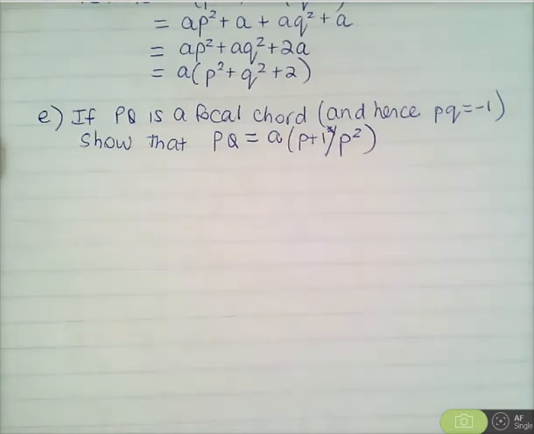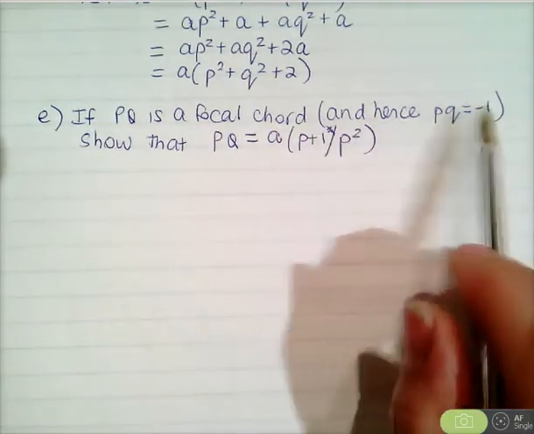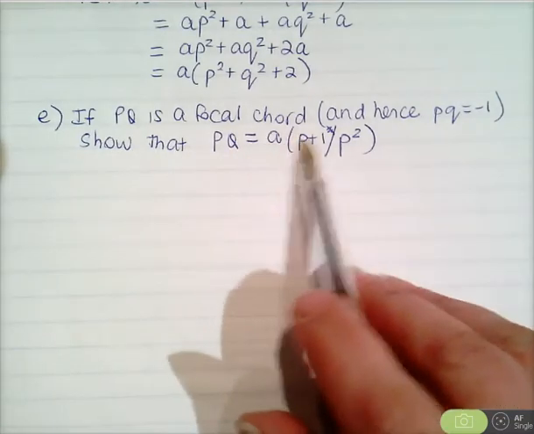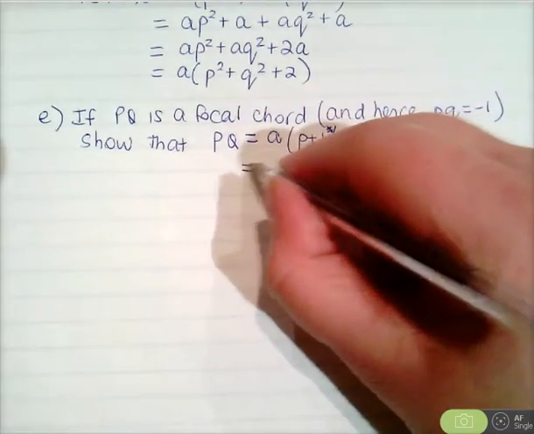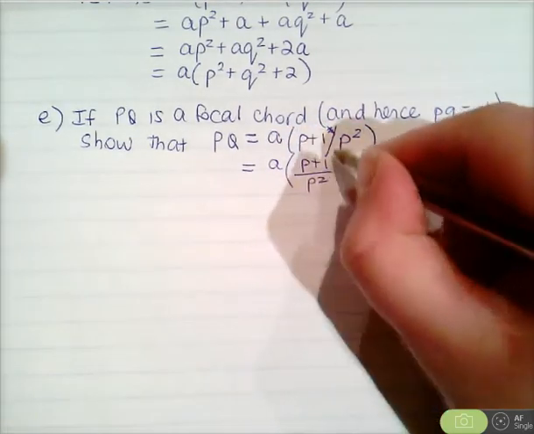Okay, now for the last part of this question. If PQ is a focal chord and hence pq equals -1, show that PQ is equal to a bracket p plus 1 over p squared. That should be really written as a p plus 1 over p squared, like that.